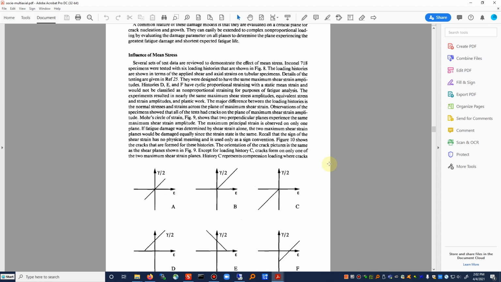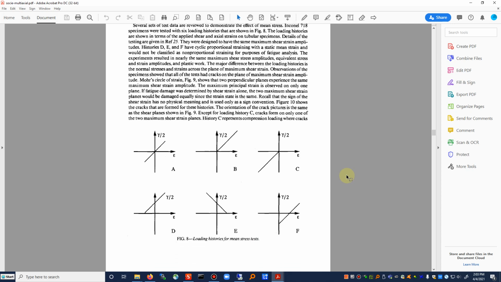Histories D, E, and F have cyclic proportional straining with a static mean strain and would not be classified as non-proportional straining for purposes of fatigue analysis. The experiments resulted in nearly the same maximum shear stress amplitudes, equivalent stress and strain amplitudes, and plastic work. The major difference between the loading histories is the normal stresses and strains across the plane of maximum shear strain. Observations of the specimens show that all the tests had cracks on the plane of maximum shear strain amplitude. The Mohr circle of strain, shown in Figure 9, shows the two perpendicular planes experience the same maximum shear strain amplitude.